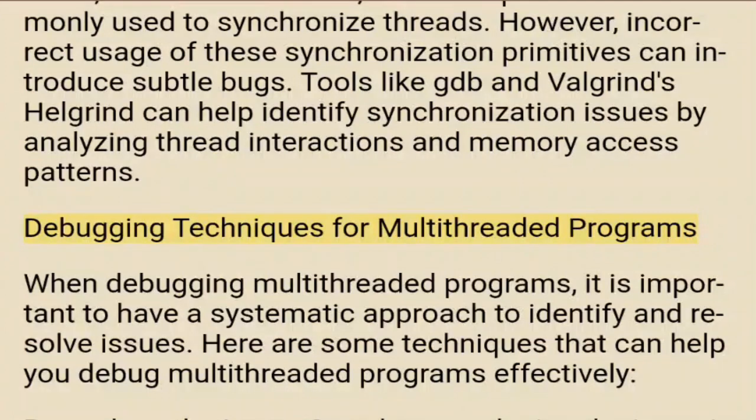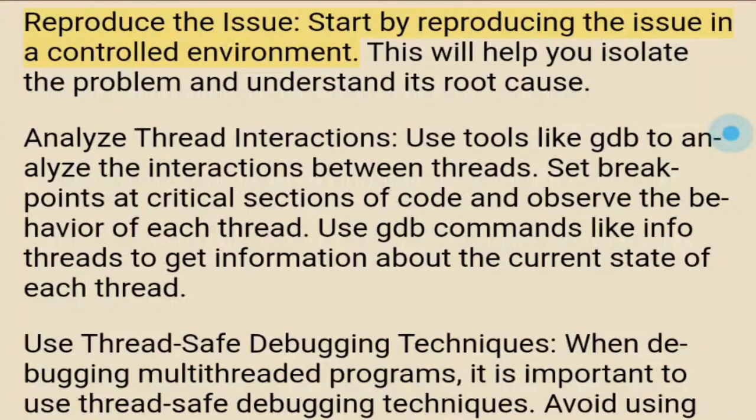Debugging techniques for multi-threaded programs. When debugging multi-threaded programs, it is important to have a systematic approach to identify and resolve issues. Here are some techniques that can help you debug multi-threaded programs effectively. Reproduce the issue. Start by reproducing the issue in a controlled environment. This will help you isolate the problem and understand its root cause.